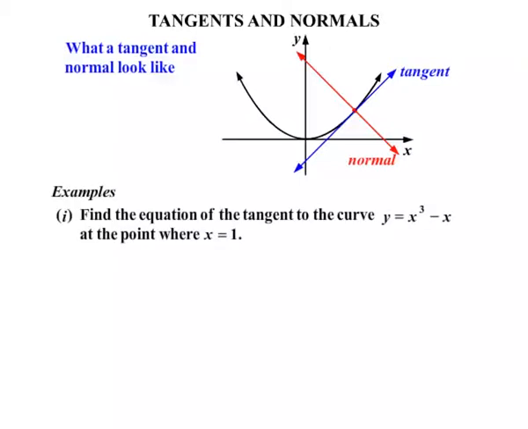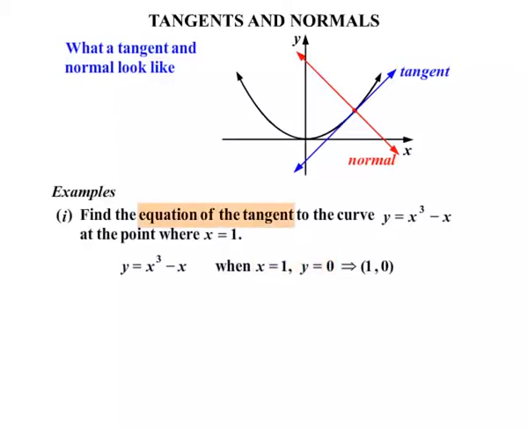Now example 1, we're asked to find the equation of the tangent to the curve y equals x cubed minus x at the point where x equals 1. Now there's our equation. Let's write that down. The first thing we're going to do is find out what point we're talking about. We certainly know the x value is 1, so when x equals 1, let's substitute into the equation. We get that y equals 0. So in other words, we're dealing with the point (1, 0).